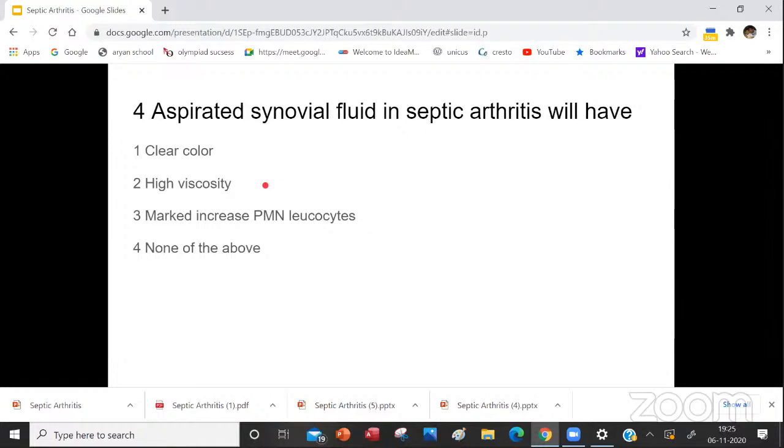High viscosity, you should remember, Manjunath. Normal synovial fluid is highly viscous because of presence of mucin. Because of infection, the protein is lysed. The synovial fluid loses its viscosity. What you confused yourself for the high viscosity in septic arthritis is that it is thick. The fluid is thick. That doesn't mean it is highly viscous. I will explain in subsequent slides. But here the answer is marked increase of polymorphonuclear leukocytes. Am I clear?